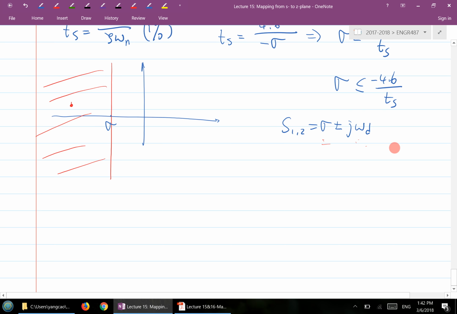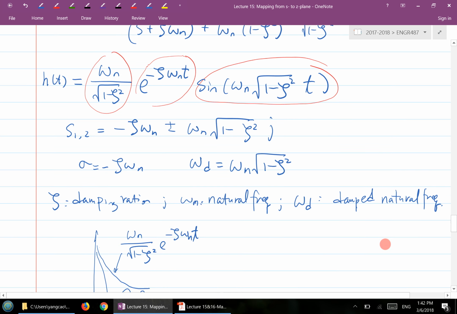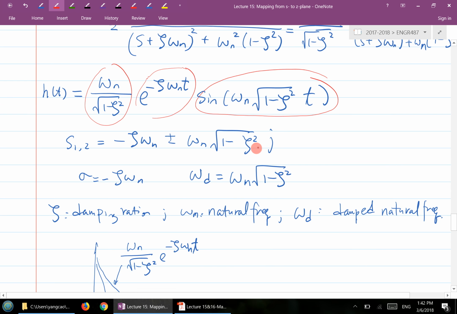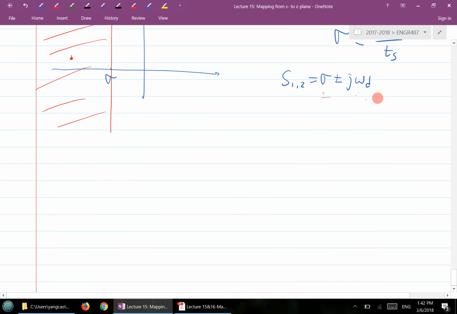Now, let's go a little bit further here. If I have a second order system, which is what I've written here, I'm going to do the mapping now. I'm going to map this into the Z plane. Then let's take a look at the results of the mapping here.